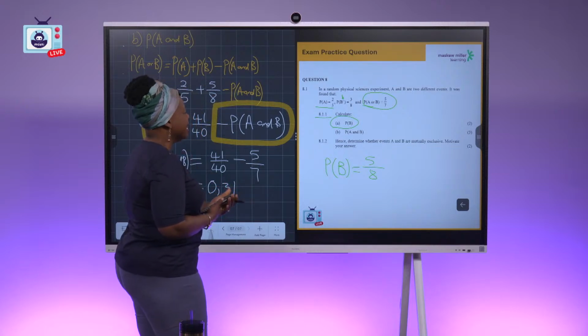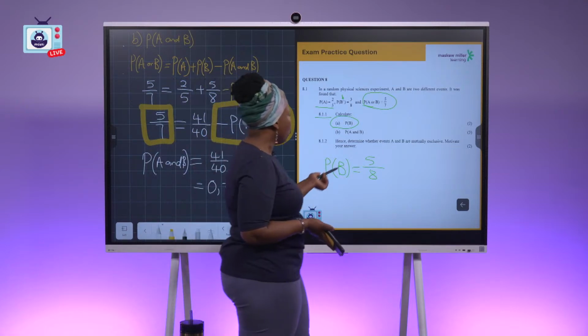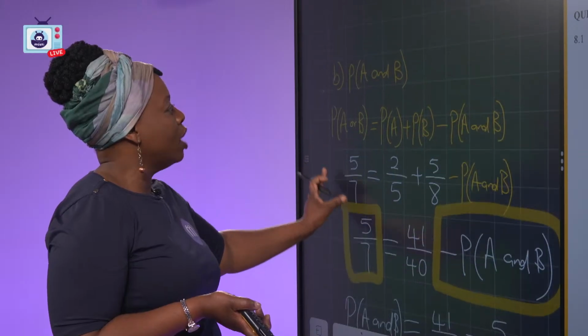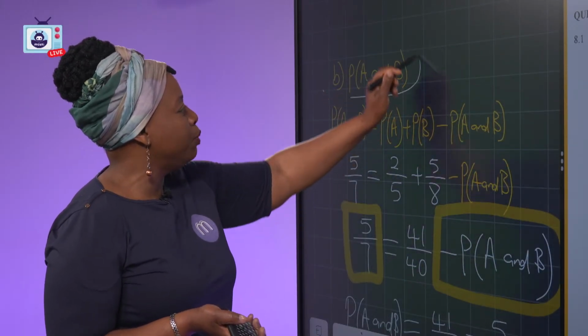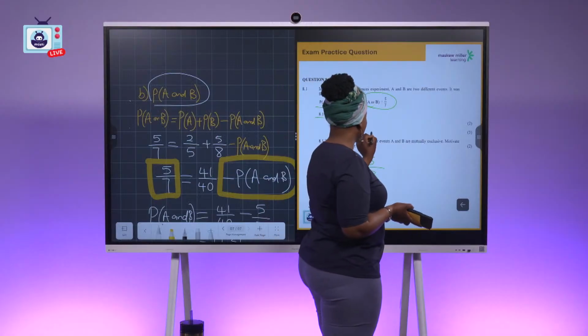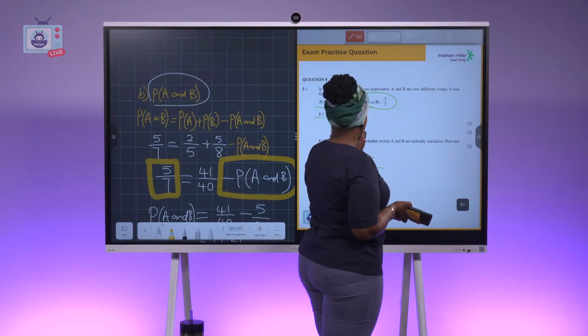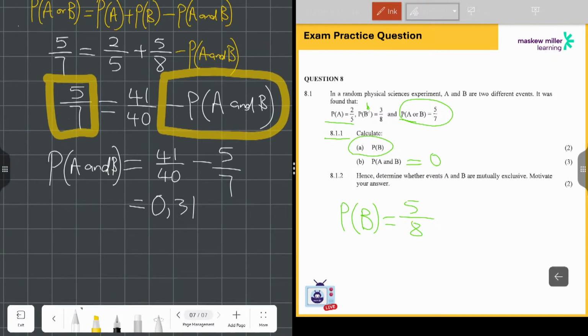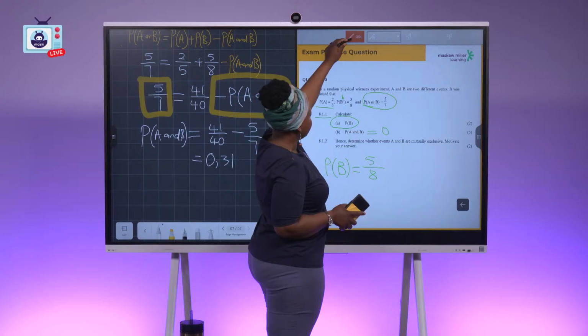Then they come and say, hence, determine whether the events A and B are mutually exclusive and motivate your answer. What did we say must happen for mutually exclusive? For any mutually exclusive events, the probability of A and B must always be equal to 0. So if this is not equal to 0, then it's not mutually exclusive. So that's what you do. You have already proven that the probability of A and B is not 0, which means this is not mutually exclusive. And that's how you're going to answer the last question.